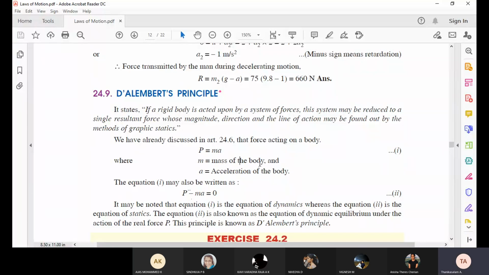Understand what the principle is? You can write the statement, or simply say F equal to ma means Newton's second law, and F minus ma equal to 0 is D'Alembert's principle, dynamic equilibrium. Okay. Now I am sharing a small online video. You can see what D'Alembert's principle is.